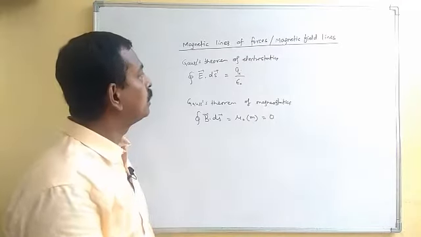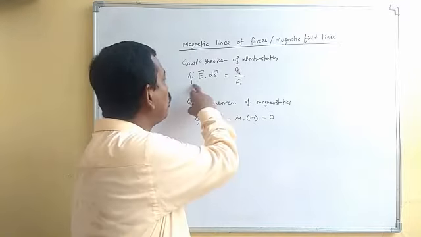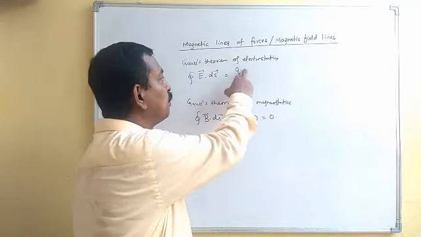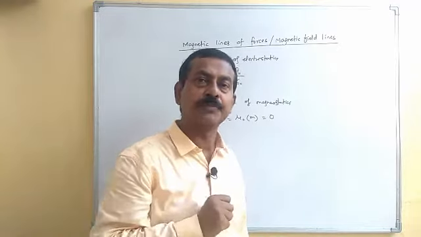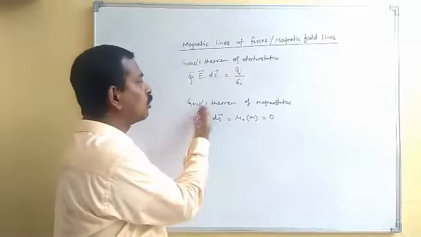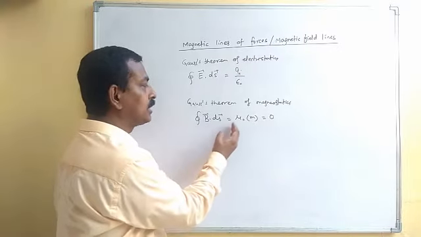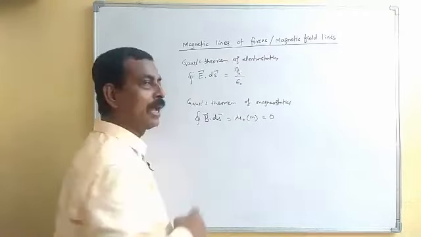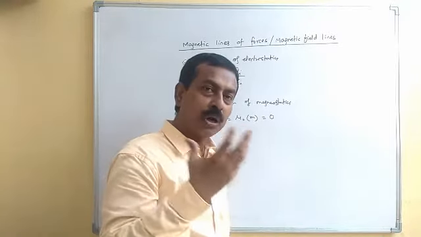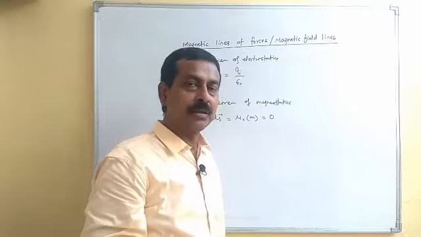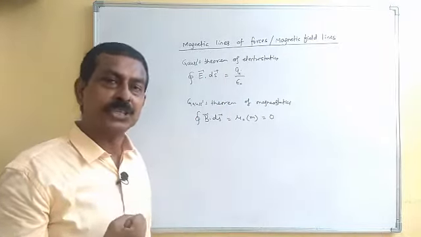If you take Gauss theorem in electrostatics, we have ∮E·dS over closed loop as Qi by epsilon naught, where Qi is the net charge enclosed there. And if you take the Gauss theorem in magnetostatics, this is your ∮B·dS equals mu naught into M, where M will be the pole strength, or that is also called the magnetic charge there. Earlier it was called the magnetic charge, now we are using the word pole strength there.